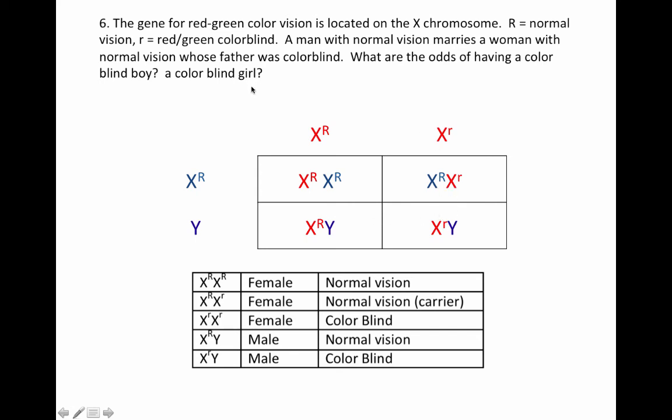Odds of having a colorblind girl are 0. These guys can't have a colorblind girl. In order for them to have a colorblind girl, she would have had to have 2 little r's here, and the father would have had to be colorblind. Okay, so one most common mistake people make when doing sex-linked problems is they forget that the Y chromosome does not have anything. This is not homologous to the X chromosome in most locations, so you don't indicate a gene here, or an allele.